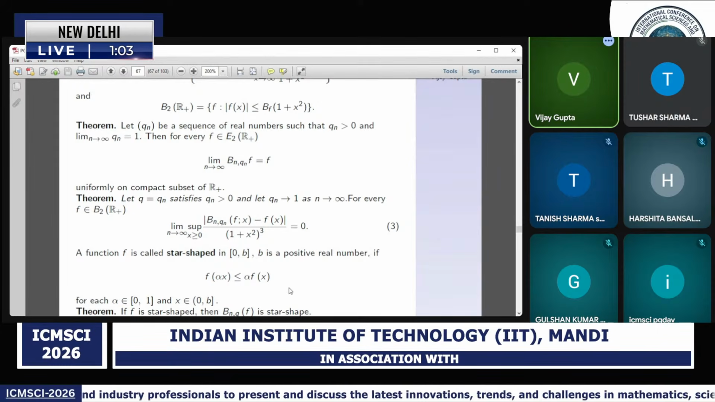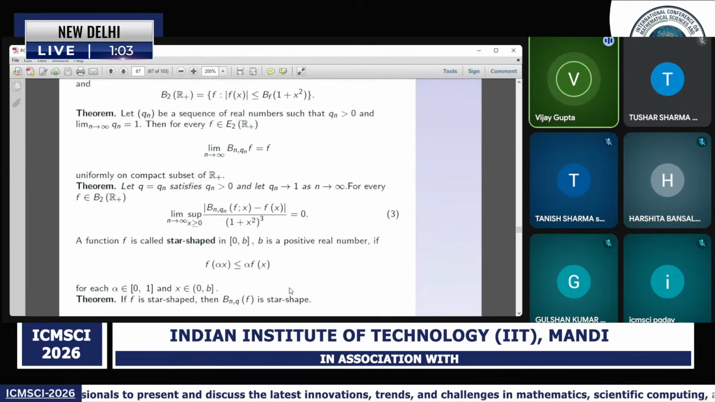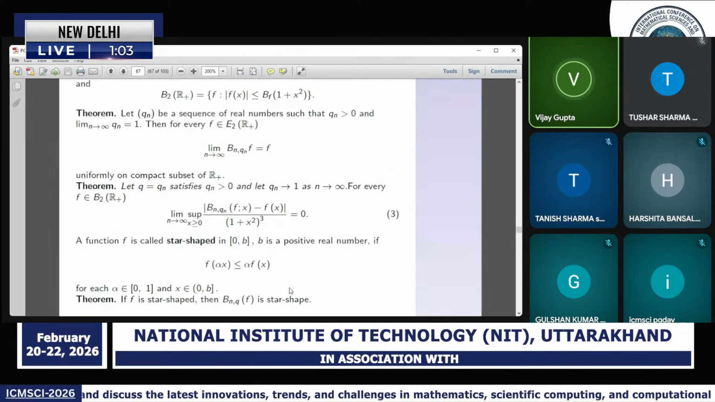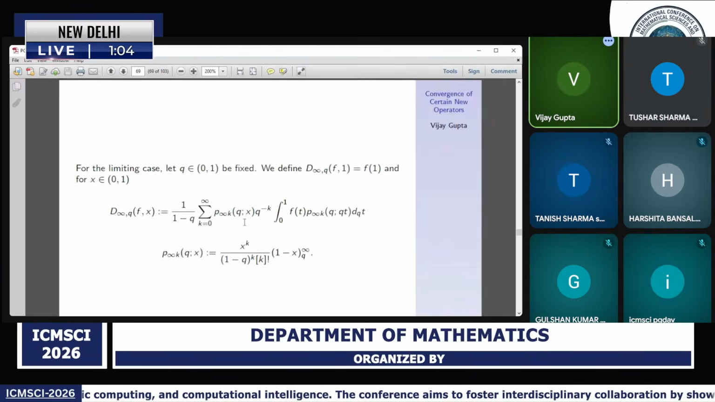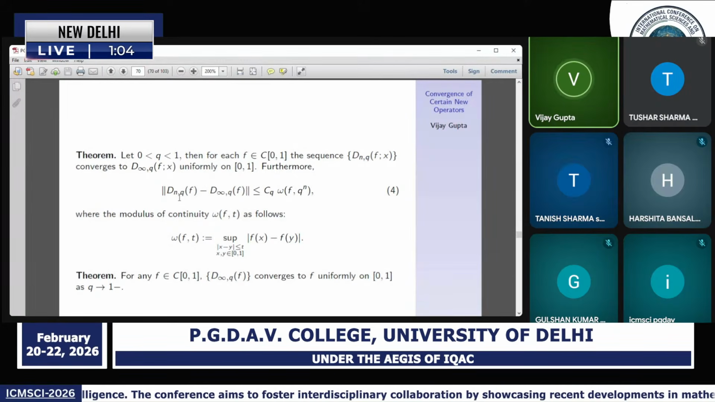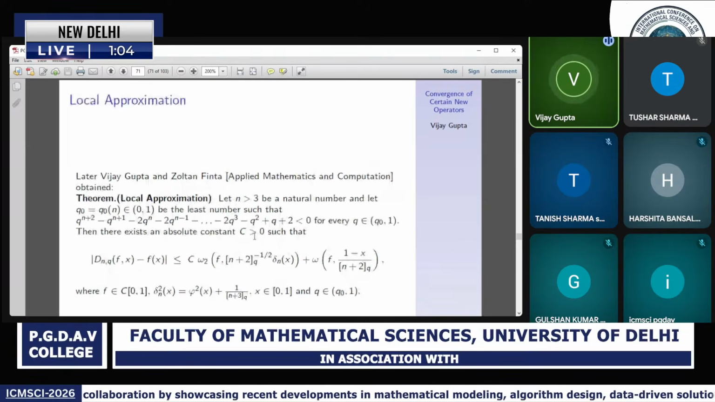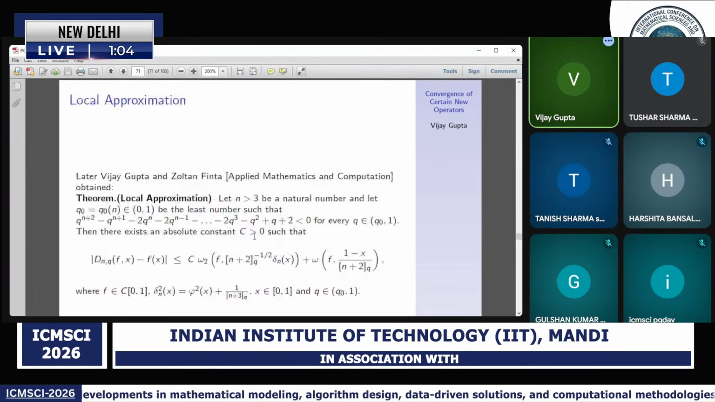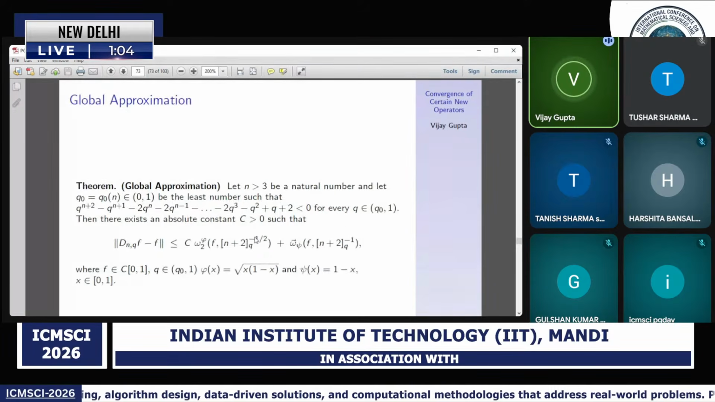So I also defined this few Bhaskara burst and found the difference between two terminal and its symmetry case. And some local results were obtained by myself and Pinta. He's from Romania. And this was another result, which is global approximation.